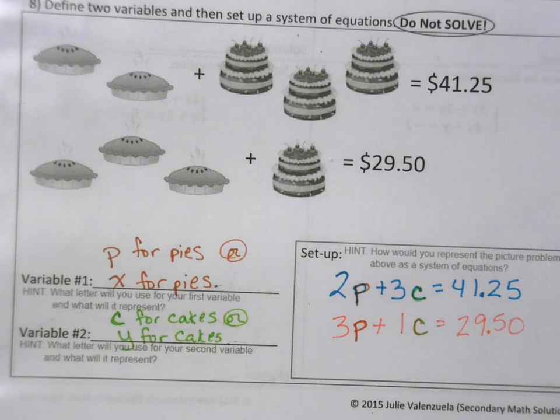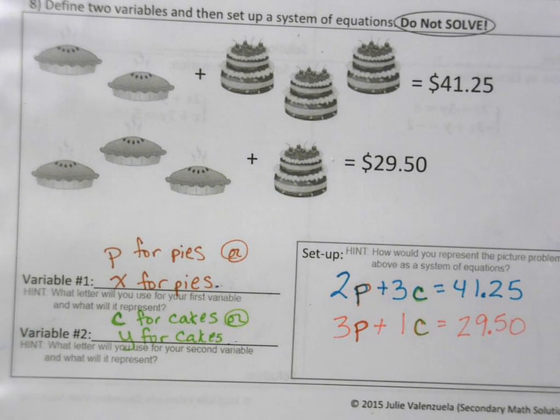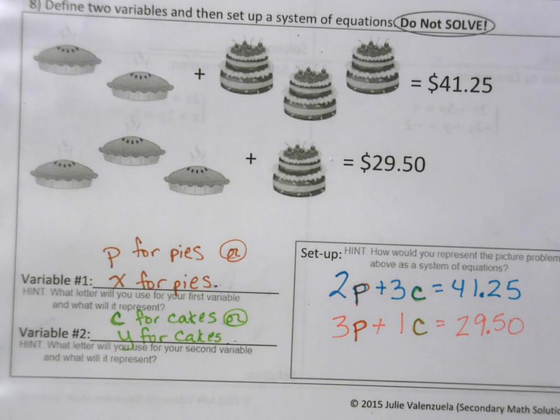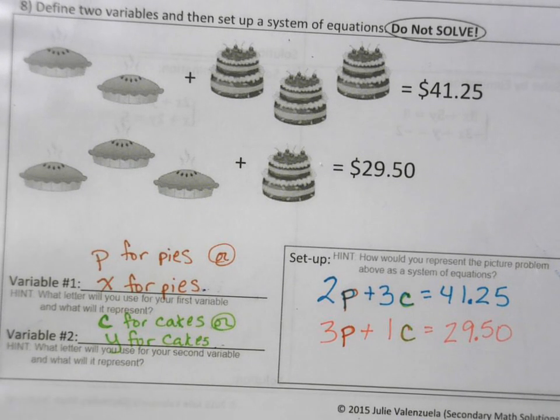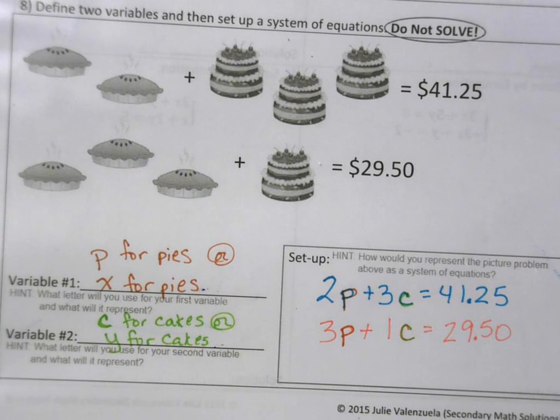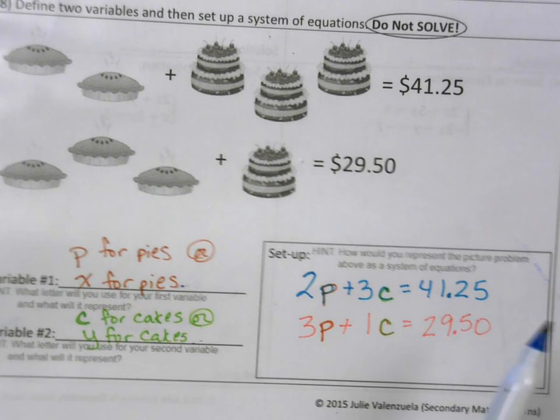If I know what it is, just like in our word problems, I like to use the letter so I know when I solve it what I was talking about. X and Y doesn't always tell me what I was talking about. Variable number 2, C for cakes or Y for cakes. Either way, but you had to tell me what you were talking about.